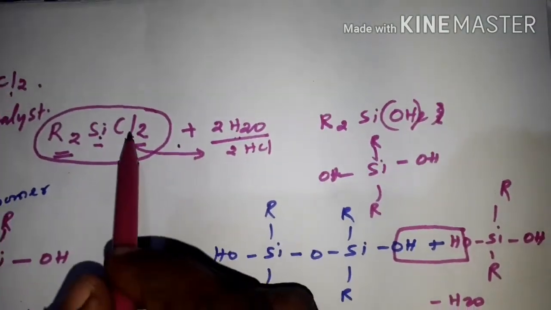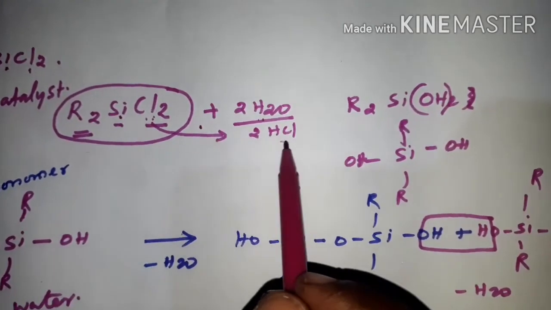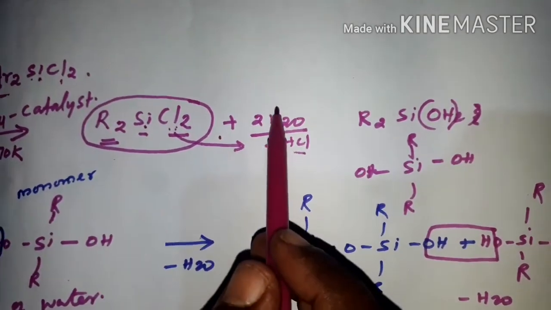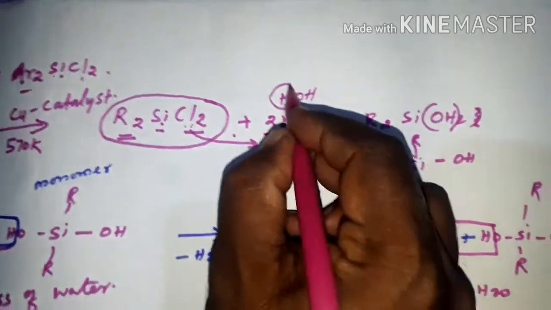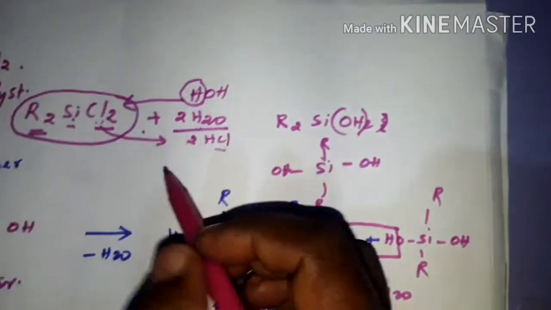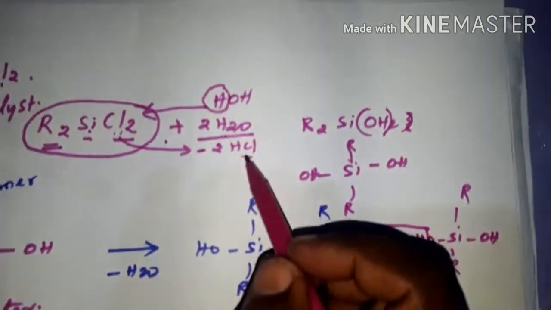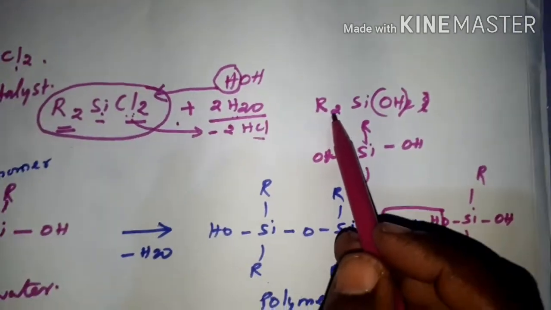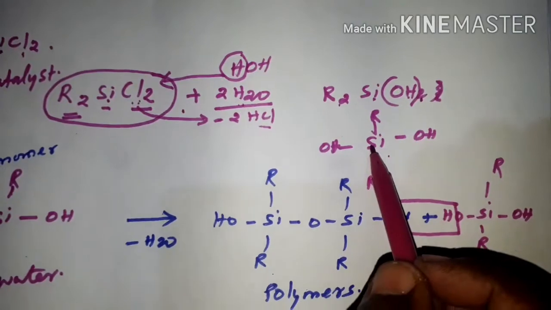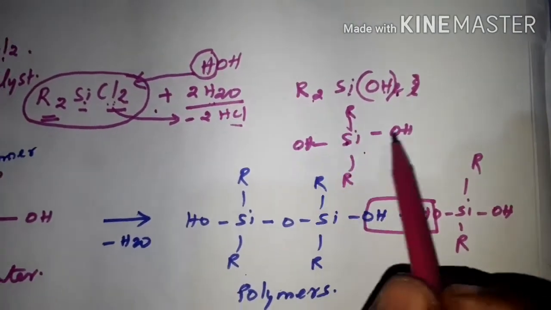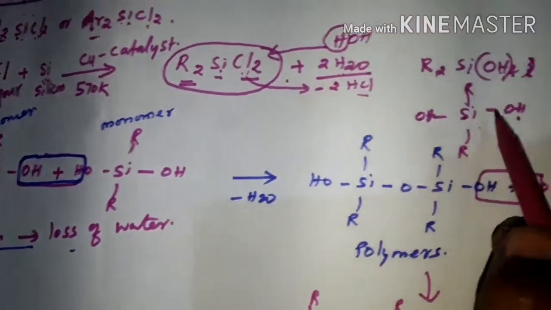So what will happen? This chlorine will be removed as hydrogen chloride HCl. Here one hydrogen atom, actually HOH, this hydrogen atom will be combined with this chlorine. So there will be a loss of HCl. So finally the product will be R2Si(OH)2. The structure is Si R R OH. Now what will happen?